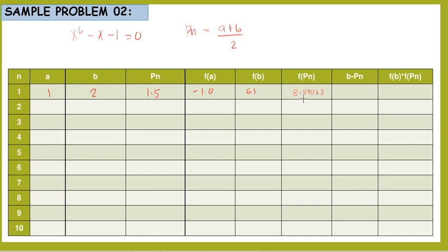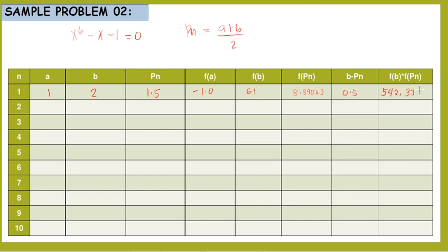Okay, to find for the error, we just have to subtract Pn dito sa ating point B, that is B minus Pn, that is 0.5. Okay, so to find our next value ng A or B natin sa next interval, we have to find the value of this function of B multiplied by the function of Pn. So, function of B multiplied by function of Pn is equal to 542.33.